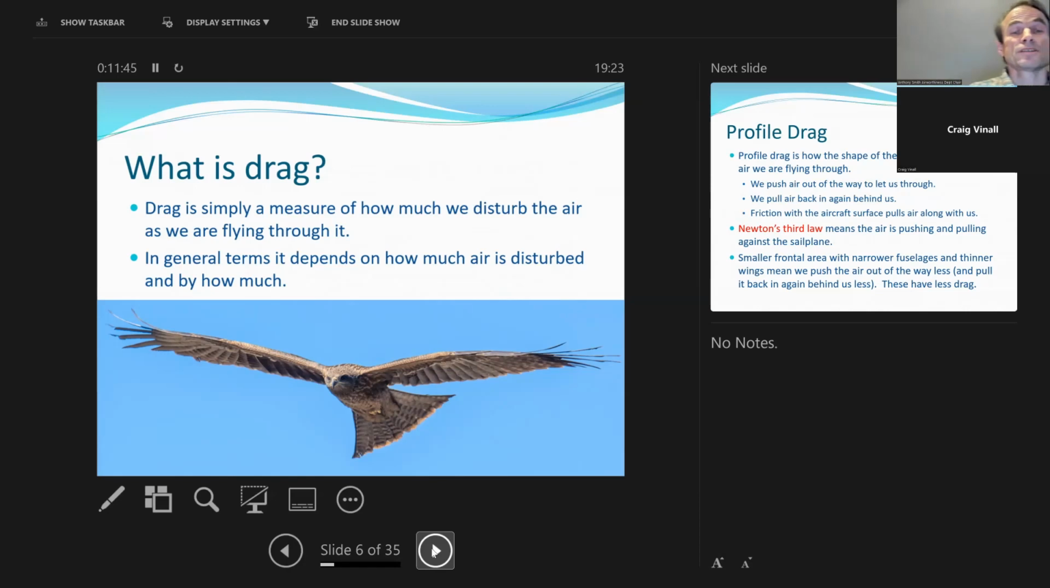So what's a good definition of drag? It's really, in its basic form, how much we disturb the air as we fly through it. It depends on how much air we disturb and by how much we disturb it. That's it in its purest form.